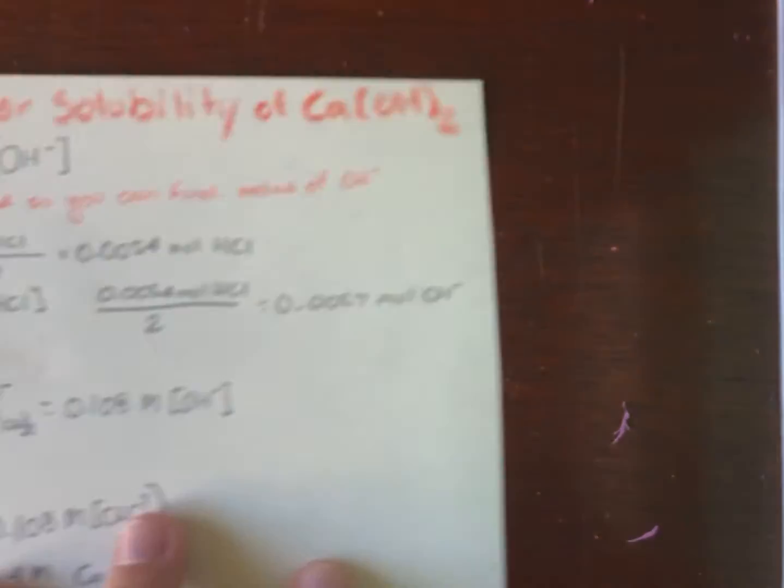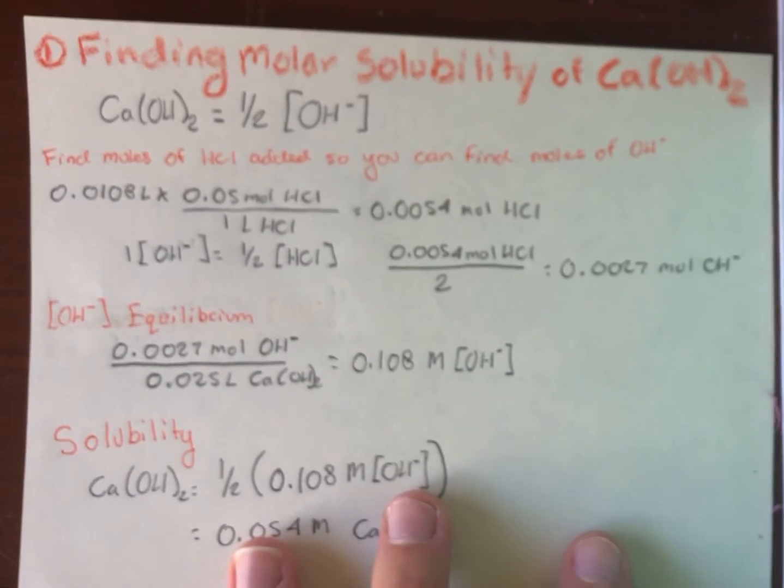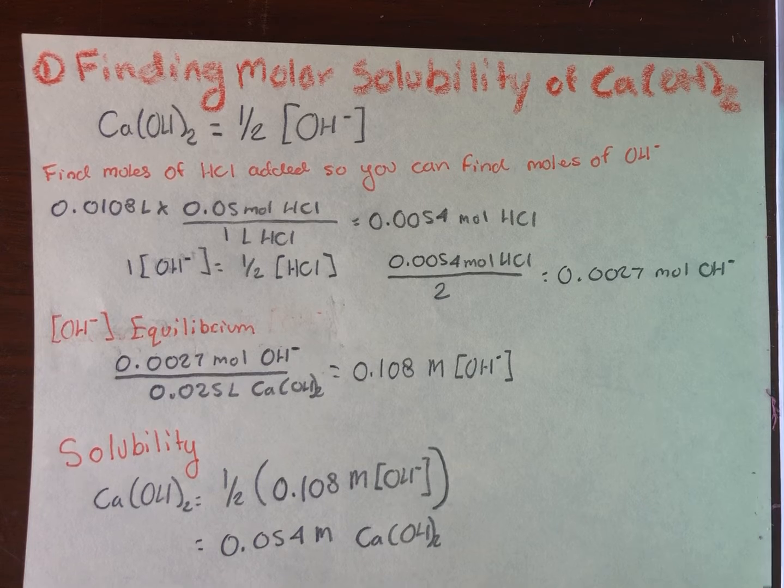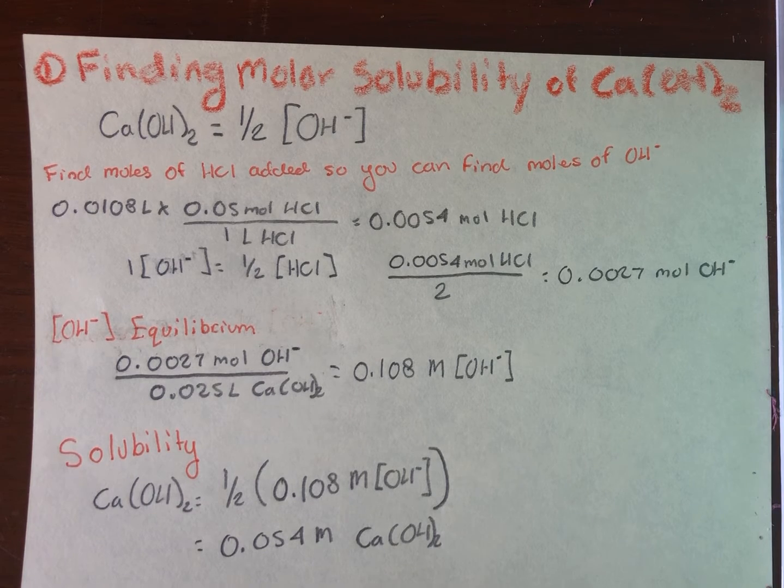So continuing on, now that we've looked at the setup, we're going to take a look at finding molar solubility of the calcium hydroxide. Before you can find the molar solubility, you have to do a few steps beforehand. The equation for molar solubility is half the concentration of hydroxide ions. And the reason it's half the concentration is because one calcium ion is equal to half of a hydroxide ion, and that's how we found the solubility equation.